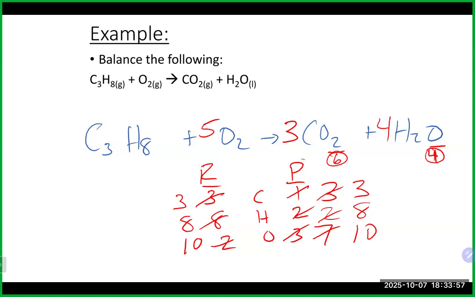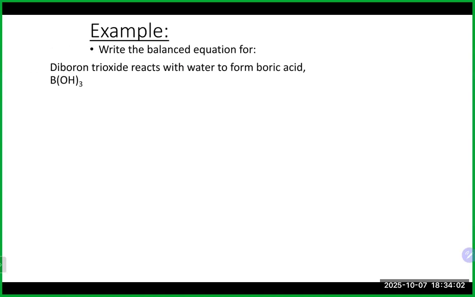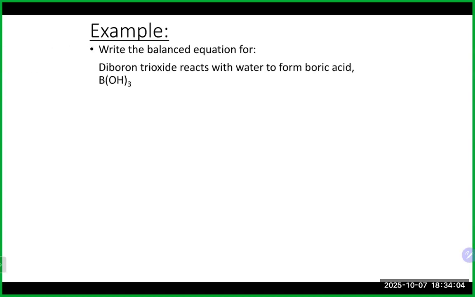All right, let's try a few more here just to make sure. All right, write the balanced equation. For this one, diboron trioxide reacts with water to form boric acid, and balance it. See what you come up with.